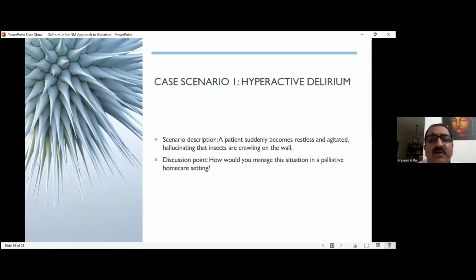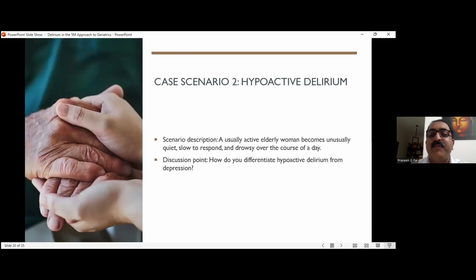Now I'm not going into case scenarios at all. I have got three scenarios. I already told you there are three types of delirium. One is hyperactive, the second one is hypoactive, and the third one is mixed.